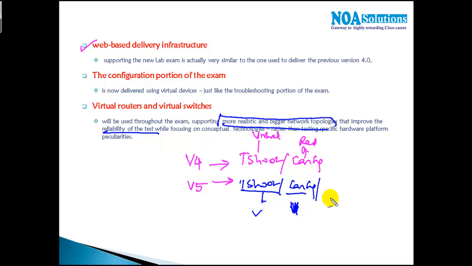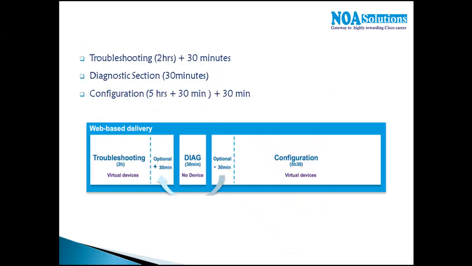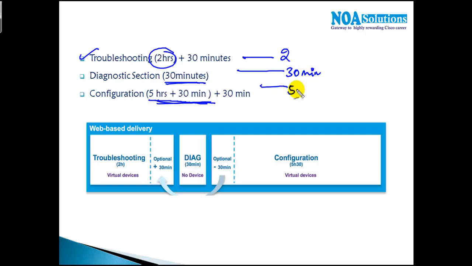And apart from that, you have one more section called Diagnostic section, which is added in your new version of the CCIE exam. So let's get into more detail on this. We have 3 sections. Troubleshooting section, which will be 2 hours or more than that, depends. And the configuration section is 5.5 hours. And the diagnostic section will be 30 minutes. So the remaining configuration section will be 5 hours, 30 minutes.